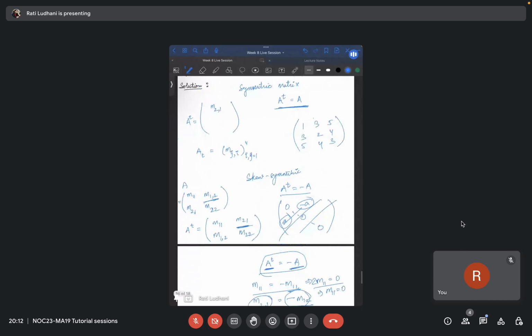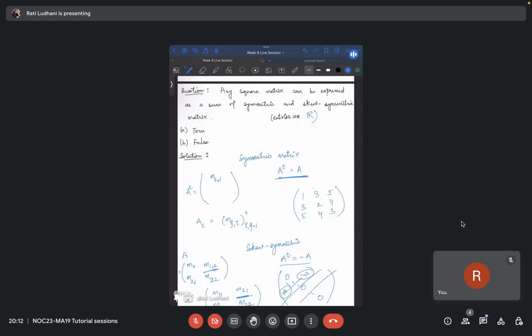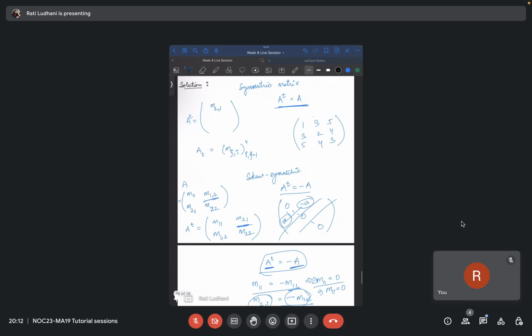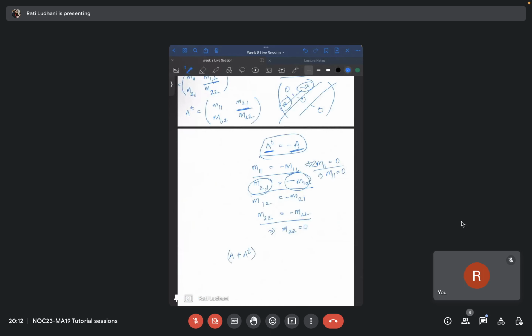Now it has been asked, can any square matrix be expressed as a sum of symmetric and skew symmetric matrices? Yeah, so I can take A plus A transpose by 2, or A plus A transpose itself, and A minus A transpose is skew symmetric. So I can take half of each, equal to A. Yeah, exactly. So this is the answer. This is a very famous question also.